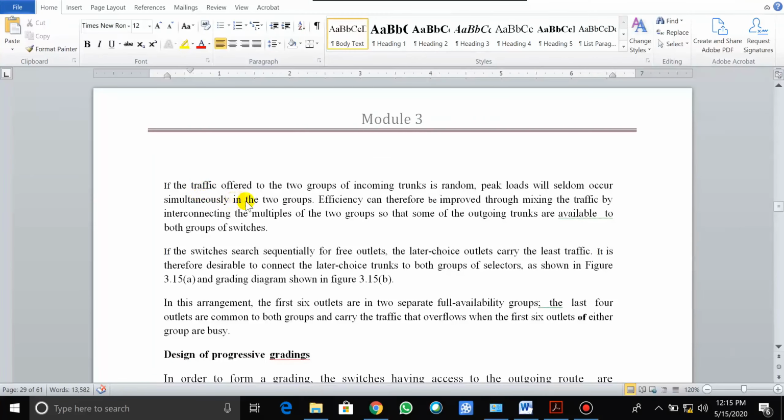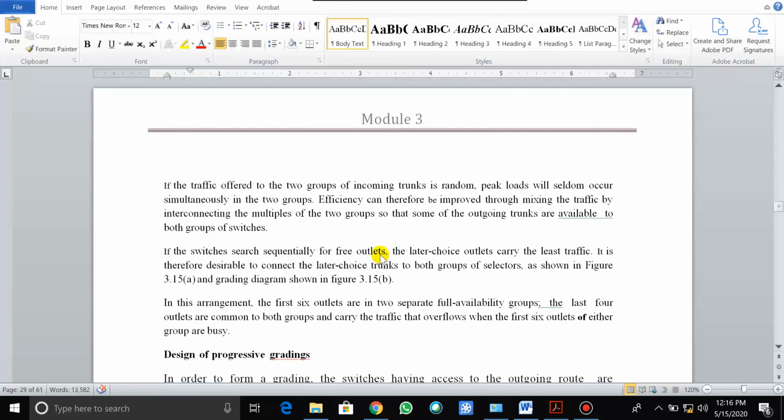If the traffic offered to two groups of incoming trunks is random, a peak load will seldom occur simultaneously in the two groups. Efficiency can therefore be improved by mixing the traffic, through interconnection or multiplying of the two groups, so that the outgoing trunks are available to both groups of switches.